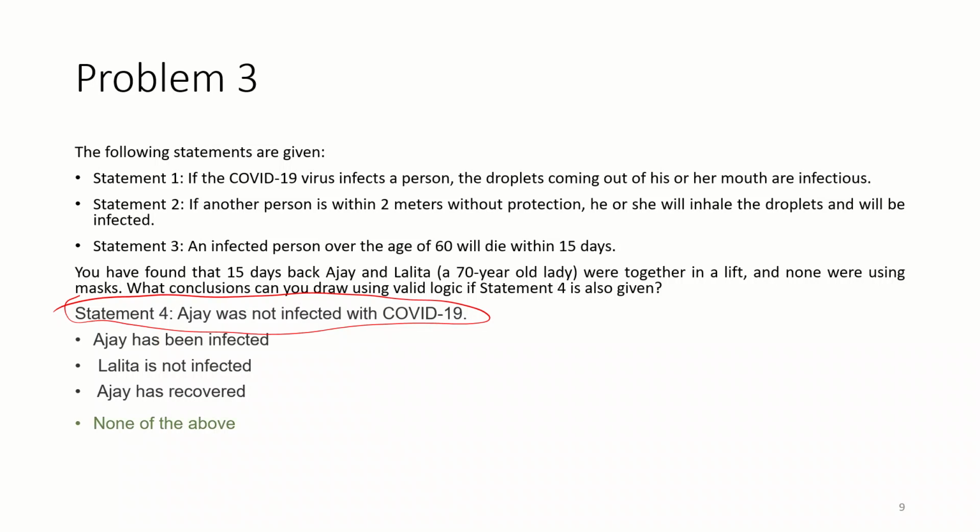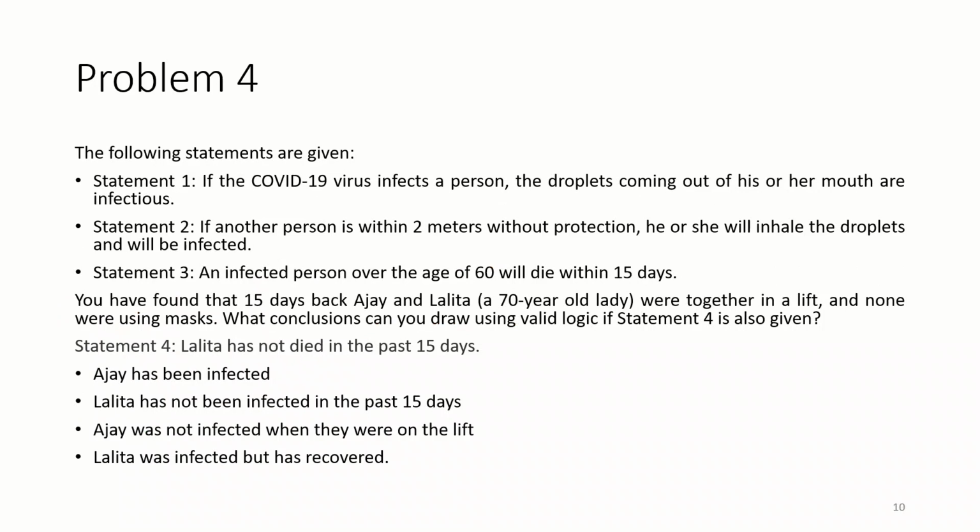So then the next one. Problem 4. The three statements remain the same. Statement 4 changes: Lalita has not died in the past 15 days.